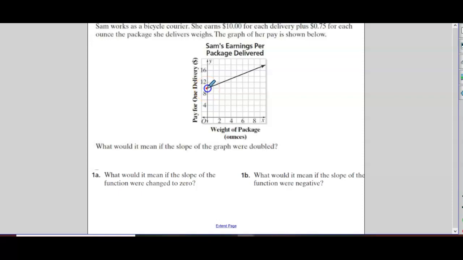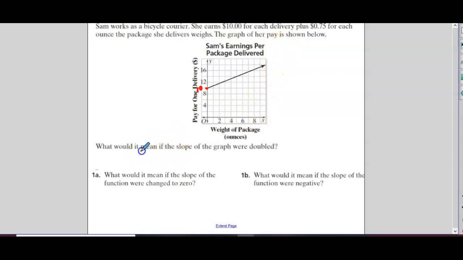So we start at 0, 10, right? This is a point (0, 10). So she's earning $10 for each delivery, but then it's an extra 75 cents for each thing that she delivers in terms of the number of ounces. All right, so the graph of her pay is shown.